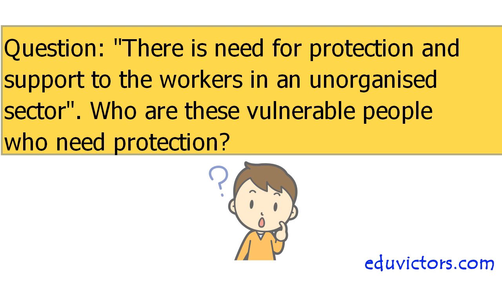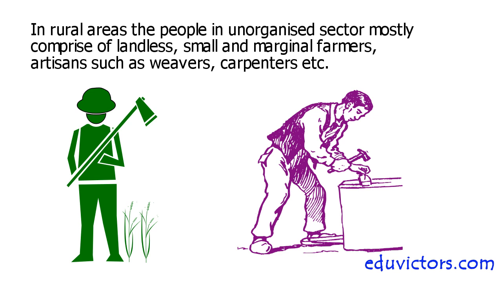There is a need for protection and support to the workers in the unorganized sector. Who are these vulnerable people who need protection? In rural areas, the people in the unorganized sector mostly comprise landless agricultural laborers, small and marginal farmers, artisans such as weavers, carpenters, etc.